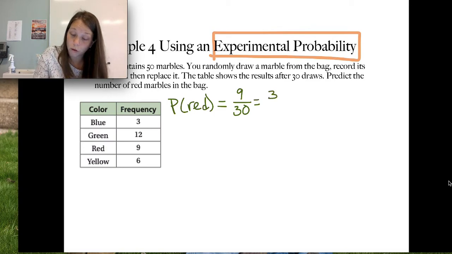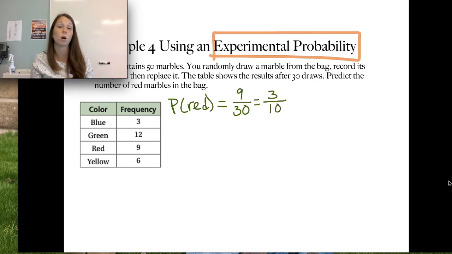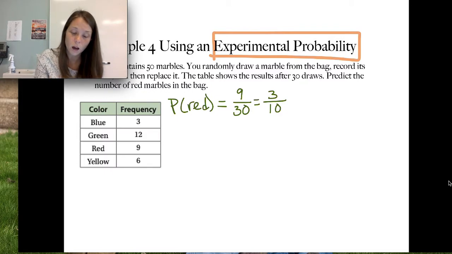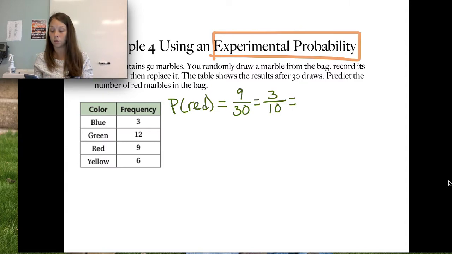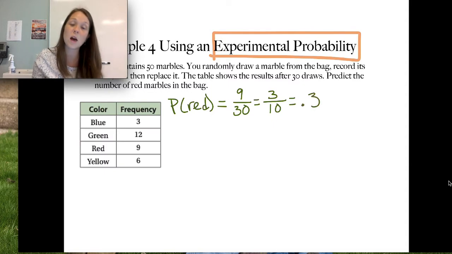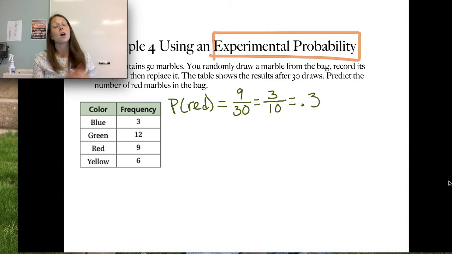So we got a proportion of 3 out of 10 marbles drawing from the bag. You could write this as a decimal too. If you wrote it as a decimal, let me do a real quick calculation here. Oh, I didn't need a calculator for that, but it'd be 0.3. So out of our 30 draws from the bag, 30% of the time we got a red marble. Now, if we know that the bag contains 50 marbles, 30% of those marbles are approximately going to be red because 30% of the time we drew a red marble based upon our experiment.